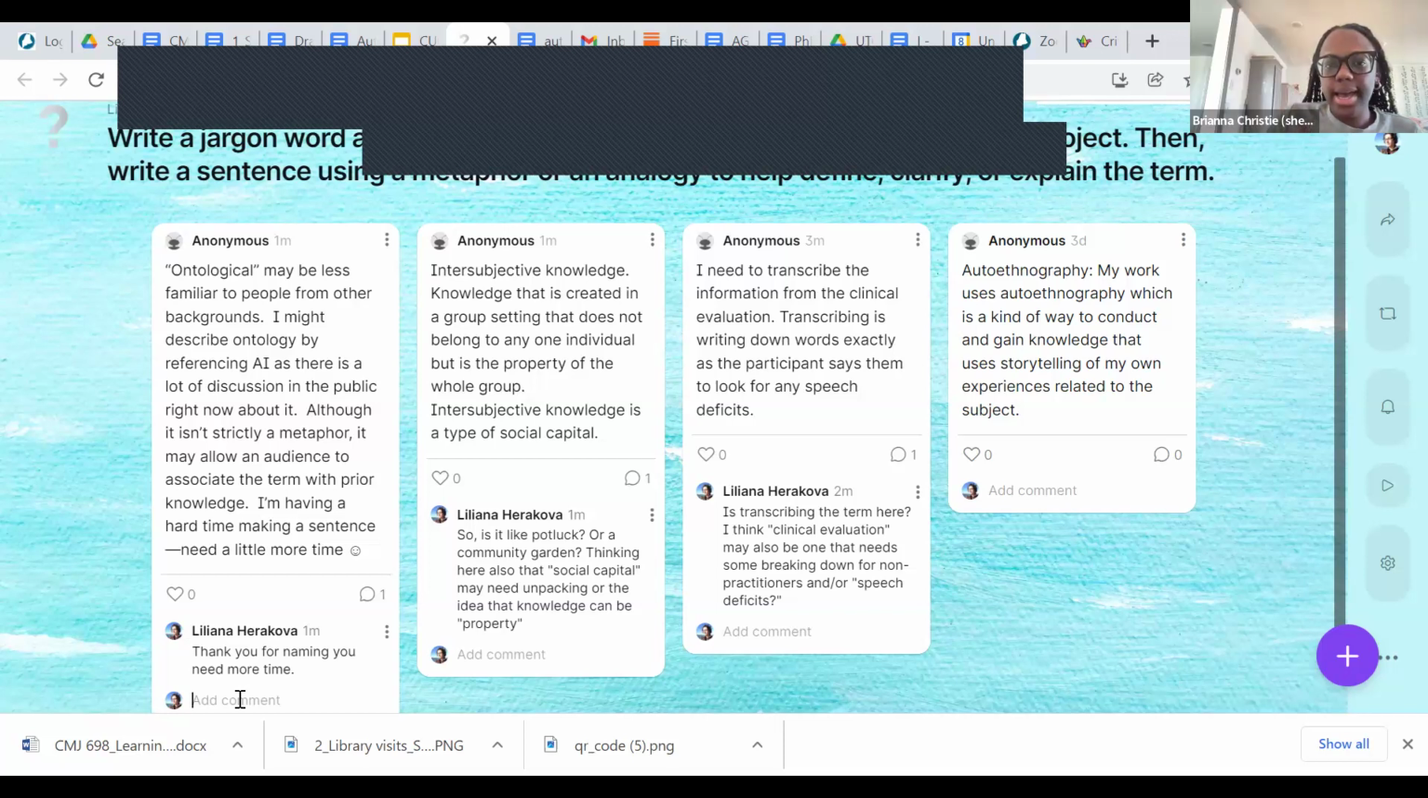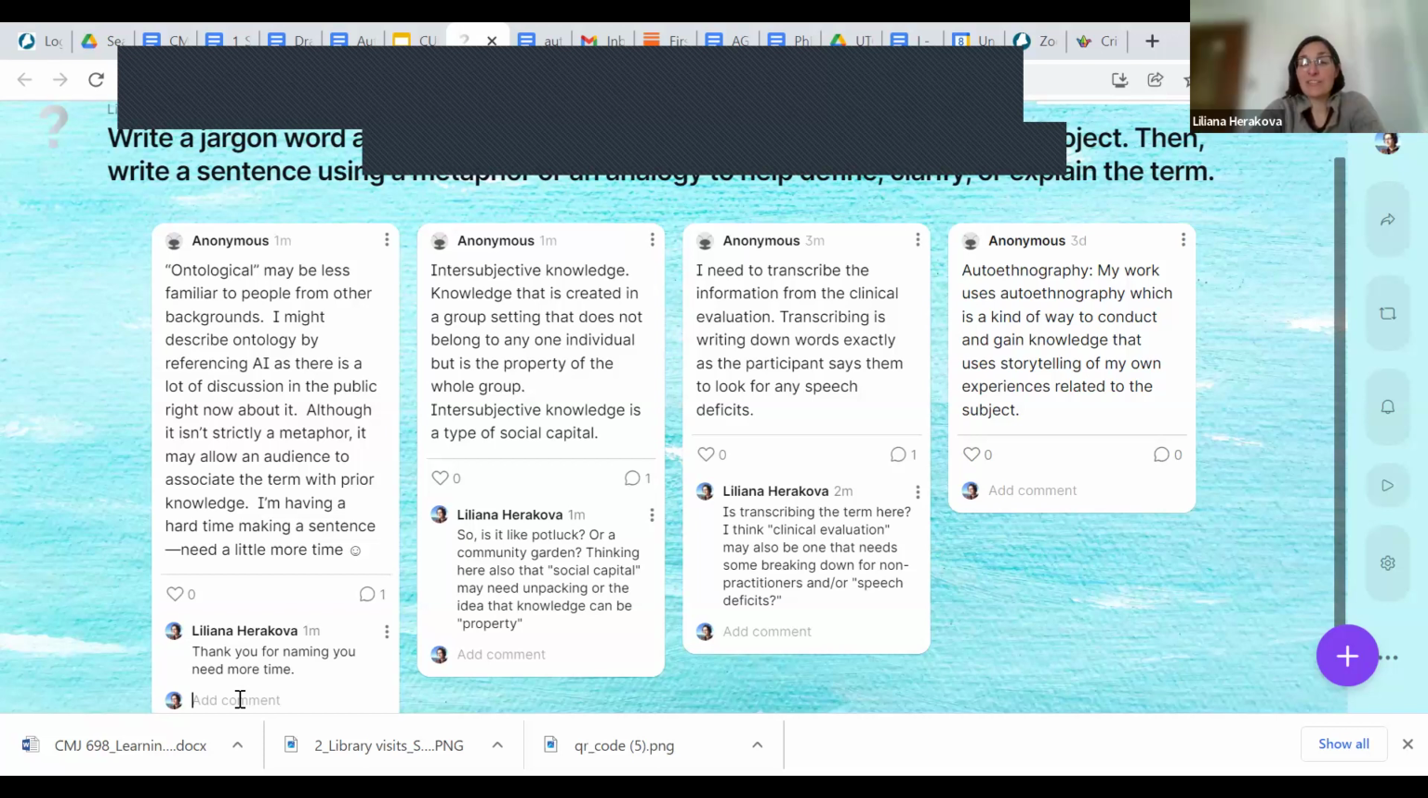We also have, I need to transcribe the information from the clinical evaluation. Transcribing is writing down words exactly as a participant says them to look for any speech deficits. And I know, Lily, you made a comment about further breaking down clinical evaluation for audience members.